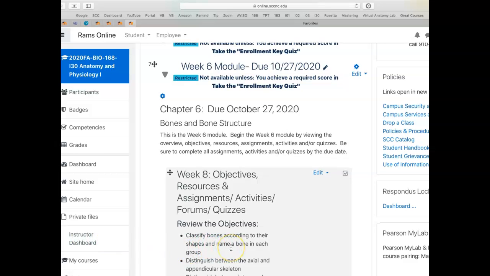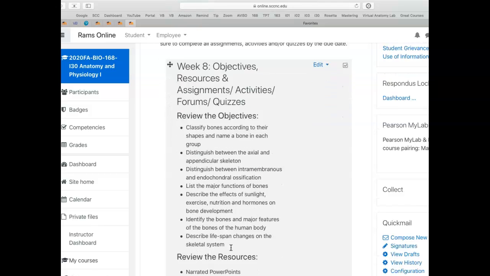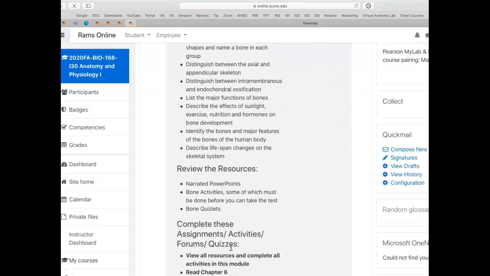It's a long chapter. There's a lot going on in it, not just learning the bones and some of the bone parts, but also distinguishing between the axial and appendicular skeleton, classifying your bones, knowing the functions of bones, how bones develop, the two types of ossification, and so on. So there is a lot of information in this chapter.